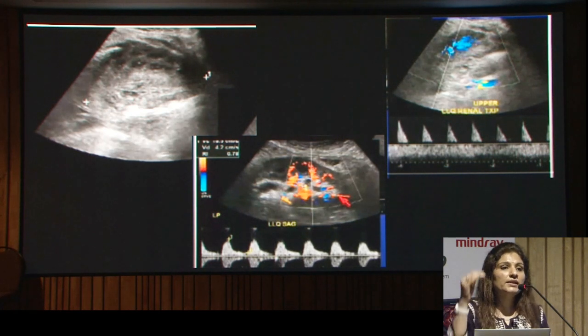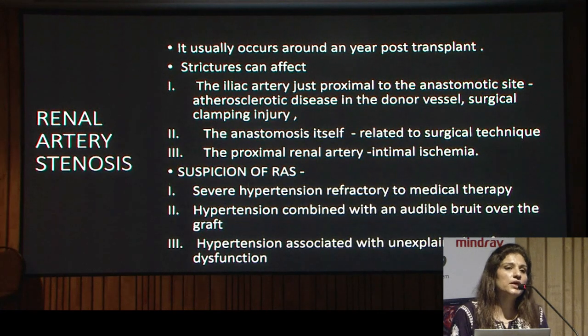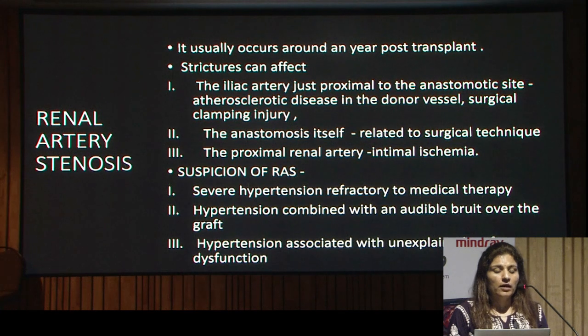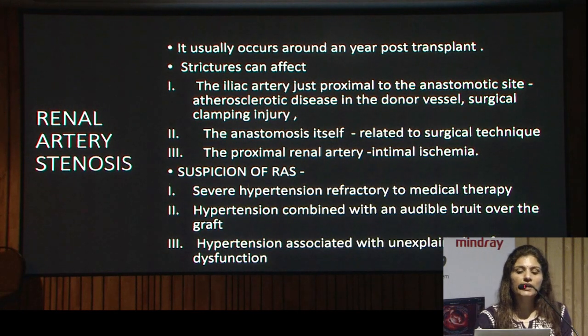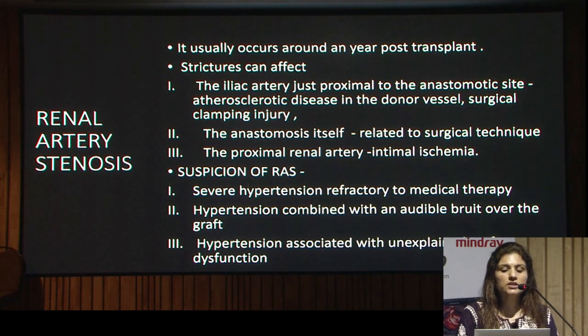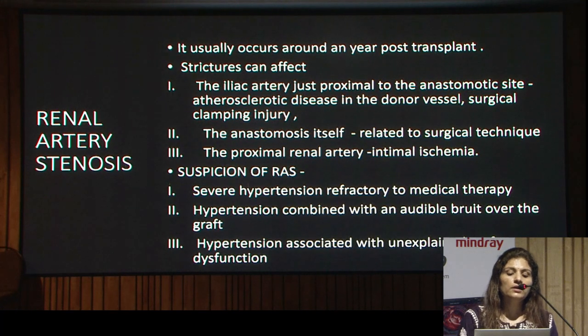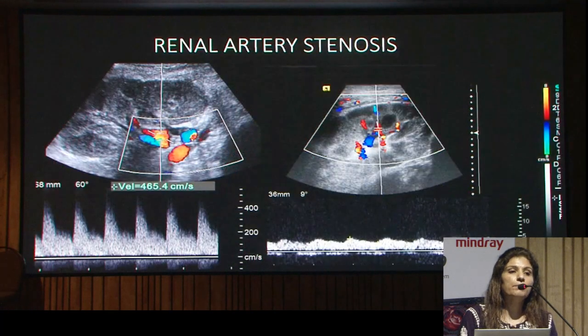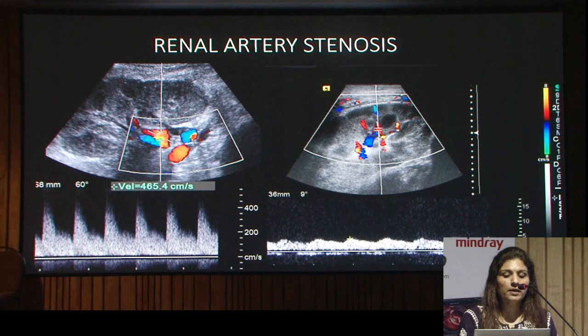and difficult to pick up. But the double contour sign helps you in seeing that yes, this is outside the renal parenchyma. So this is a subcapsular hematoma. Renal artery stenosis is a late complication. Strictures can affect the iliac artery just proximal to the anastomotic site, the site of anastomosis, or the proximal renal artery. When should you suspect renal artery stenosis? When there is severe hypertension which is refractory to medical therapy, or hypertension combined with an audible bruit, or hypertension associated with unexplained graft dysfunction.